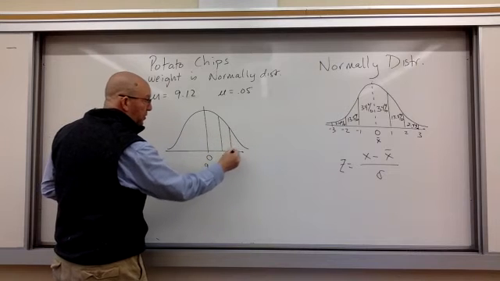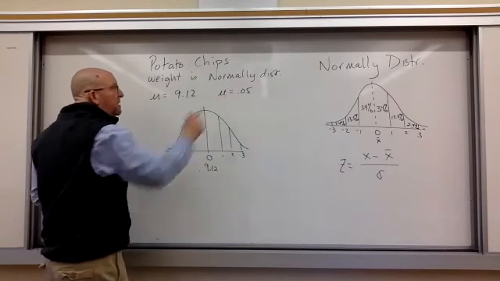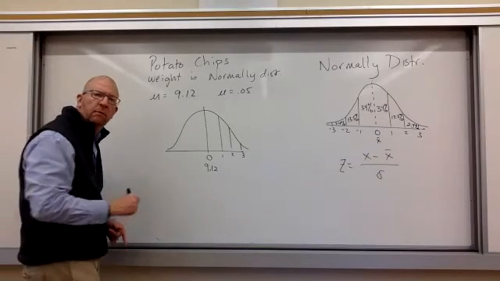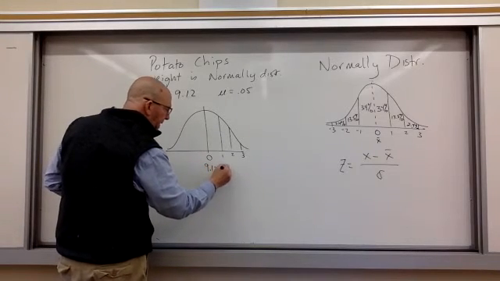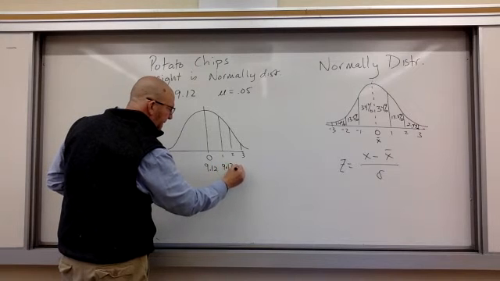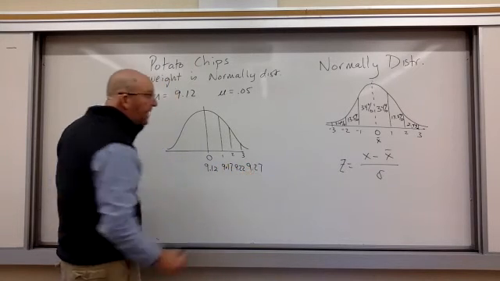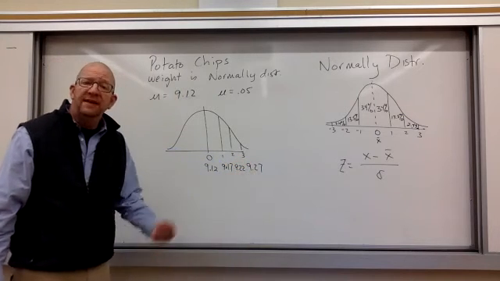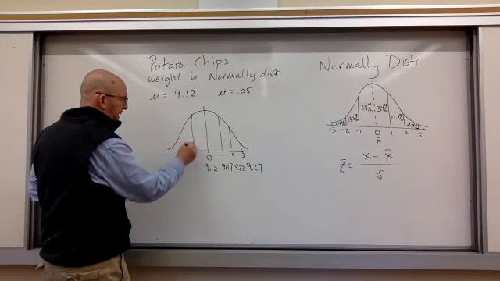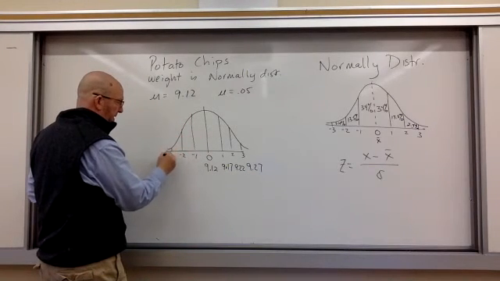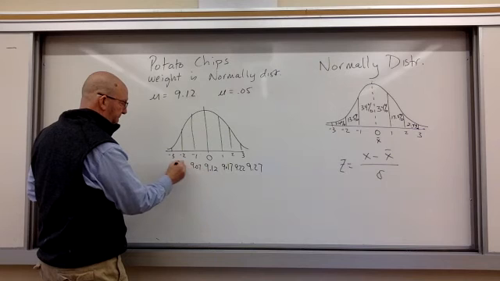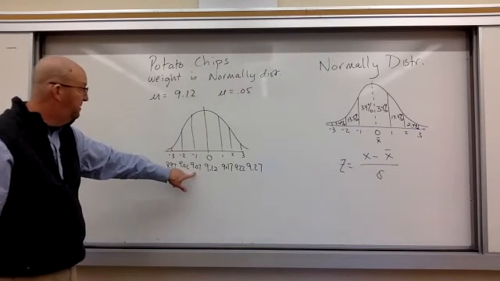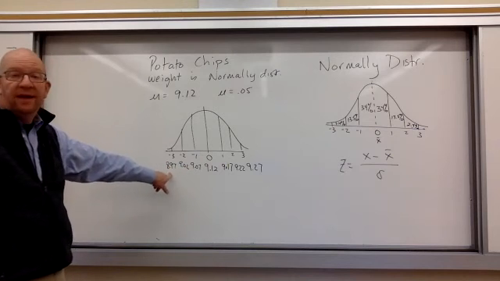1, 2, 3. So if our standard deviation is 0.05, why don't you fill in those 3 values? That's right. 9.17, 9.22, 9.27. How about going down? That's right. 9.07, 9.02, 8.97.